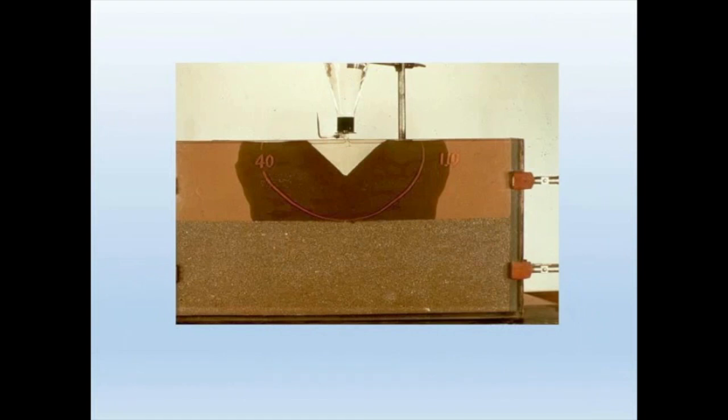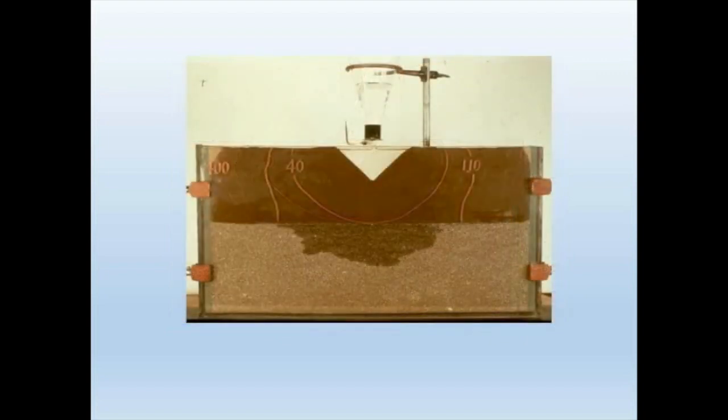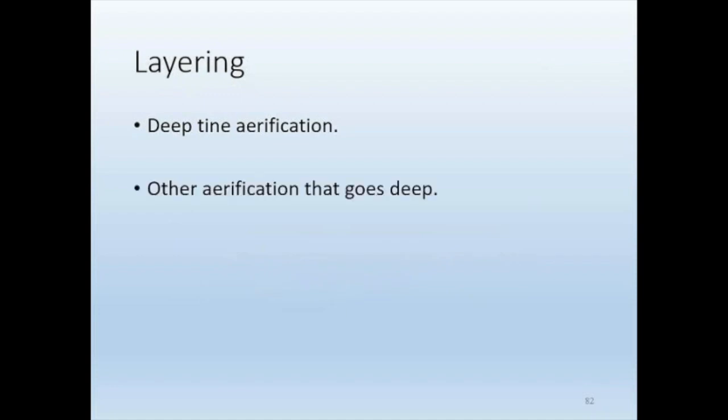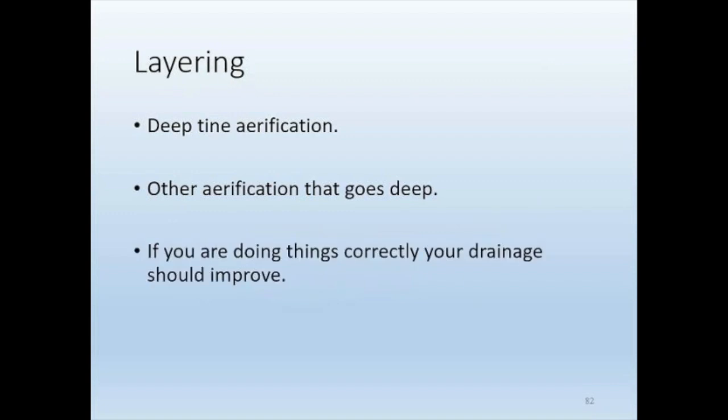Do I have a layered profile? Here I've got fine layered over coarse. Notice that water doesn't break through until all of my upper fine soil is saturated. Here I've got a band of very fine soil within some medium texture. This is a restrictive layer. It's regulating the water flow across that boundary. So look for layering. Our solution here, deep tine aerification or other aerification that goes deep. If you're doing things correctly, when you use these things, our drainage will improve.